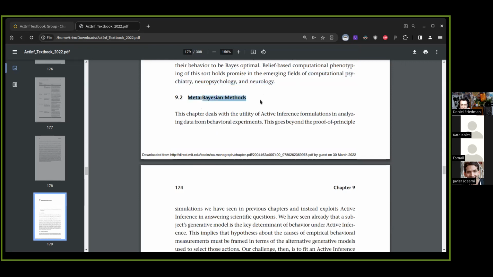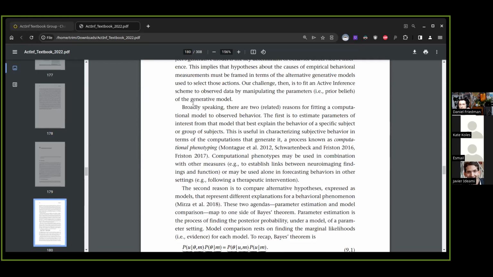So 9.2 goes into the meta-Bayesian methods. The chapter deals with the utility of active inference formulations in analyzing data from behavioral experiments. This goes beyond proof of principle simulations we have seen in previous chapters and exploits active inference in answering scientific questions.